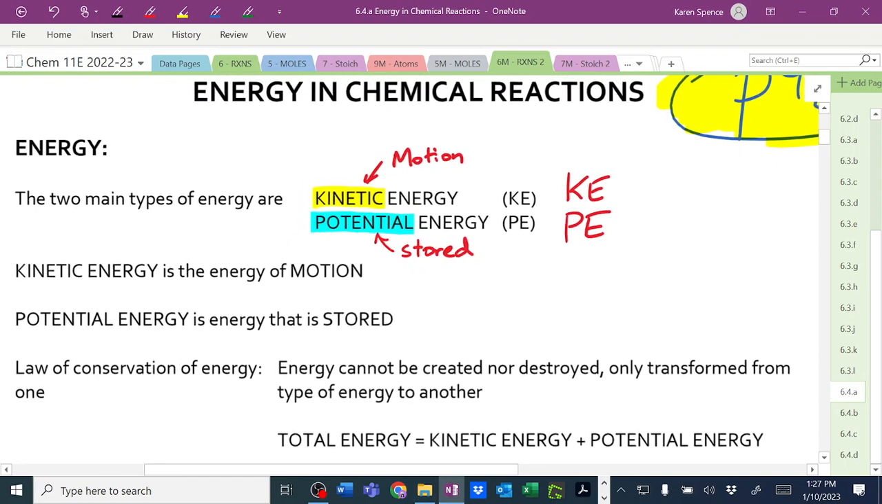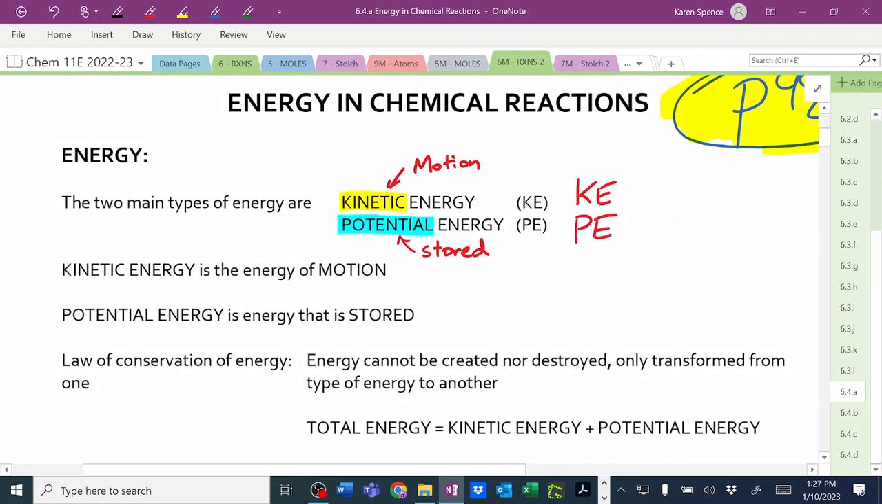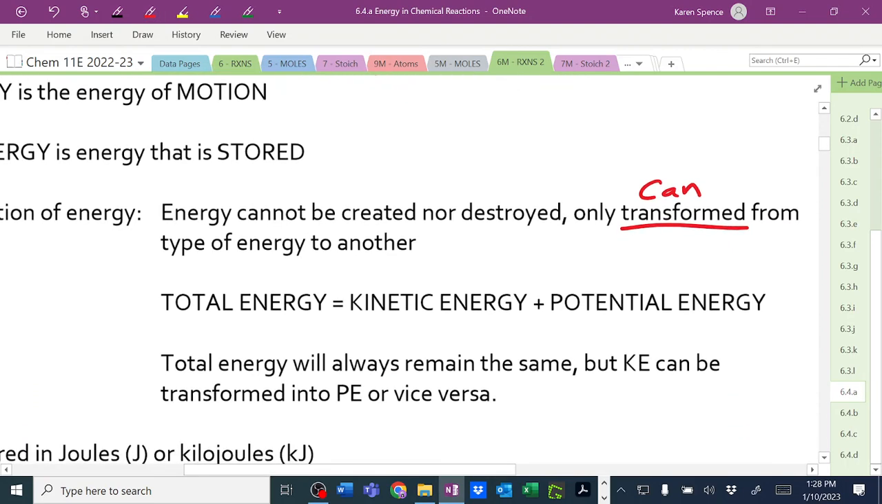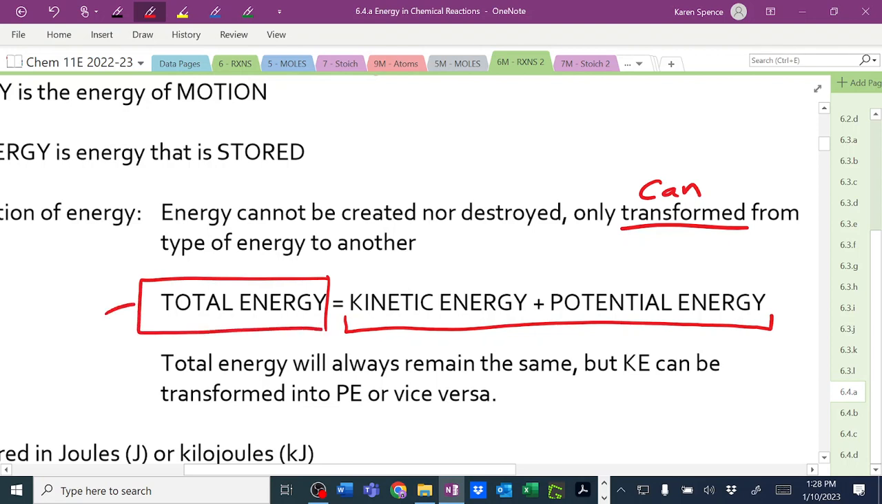Do you know the law of conservation of energy? You cannot do what to energy? You can't create it, you cannot destroy it. But what you can do is transform it. It can be transformed from one form into another. So if we have a system, the kinetic energy plus the potential energy is going to equal the total energy, and the total energy will always remain the same.